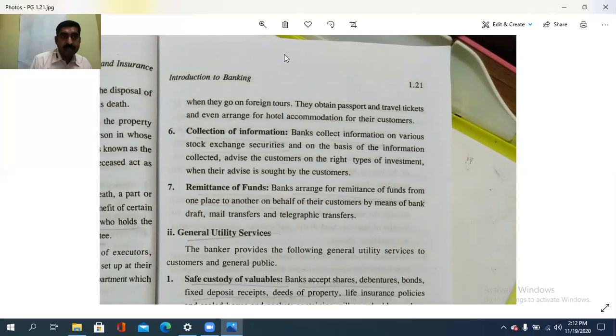They can deal. NASDAQ and Bombay Sensex. Okay, that NASDAQ means Delhi Stock Exchange, National Stock Exchange, and Bombay Sensex, Bombay Stock Exchange.